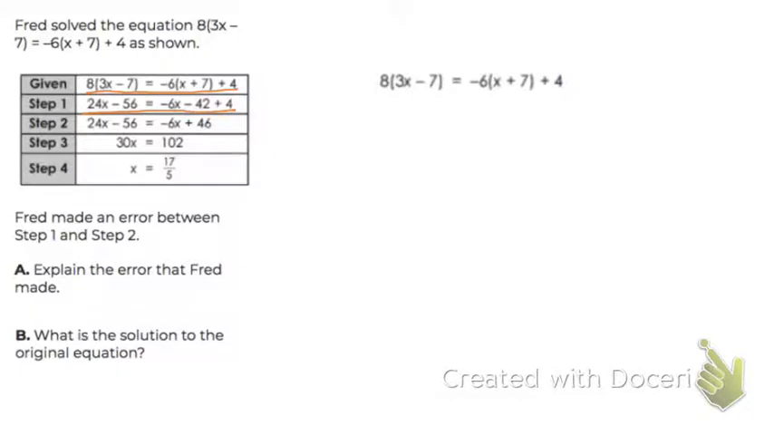What did Fred do? Notice that there are parentheses in the given line, but there aren't parentheses in step 1. What Fred did was he distributed what's outside of the parentheses to each number inside of the parentheses. So let's see if he did that correctly. And he did. Notice that my answer is the same as Fred's answer in step 1.